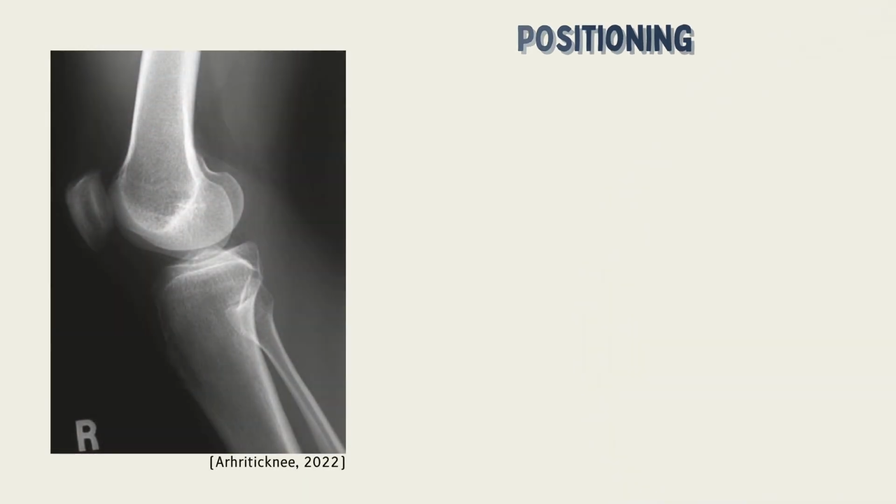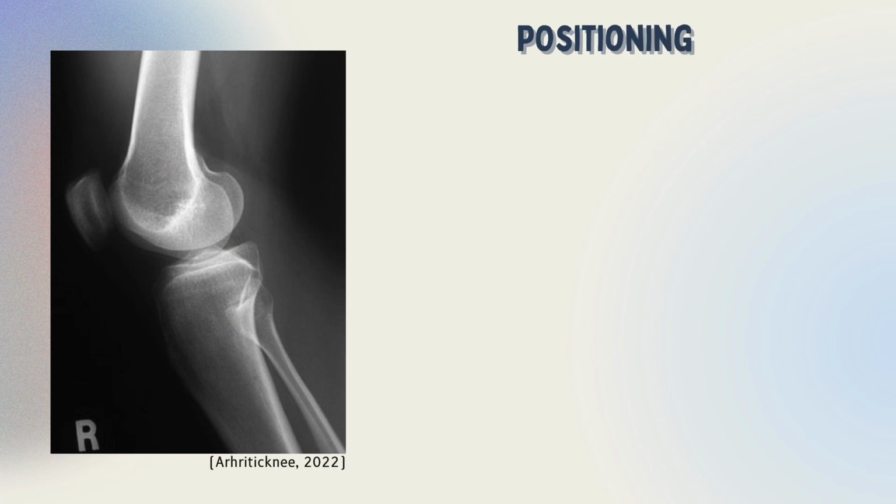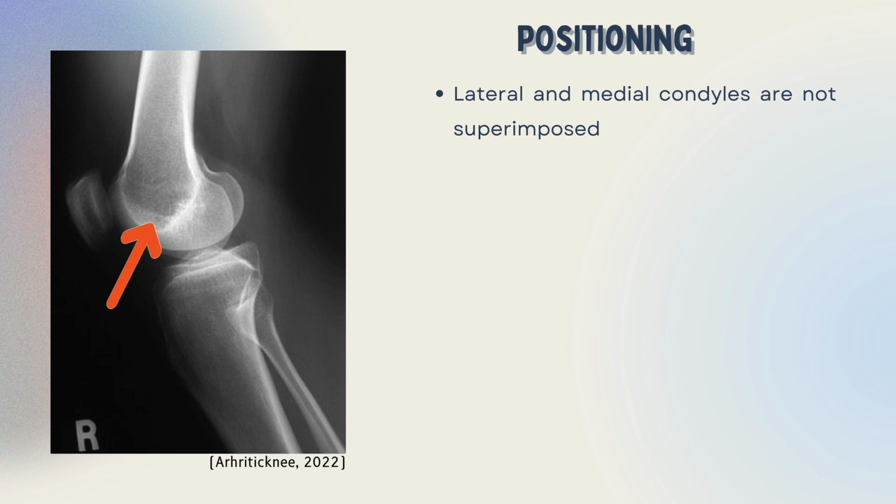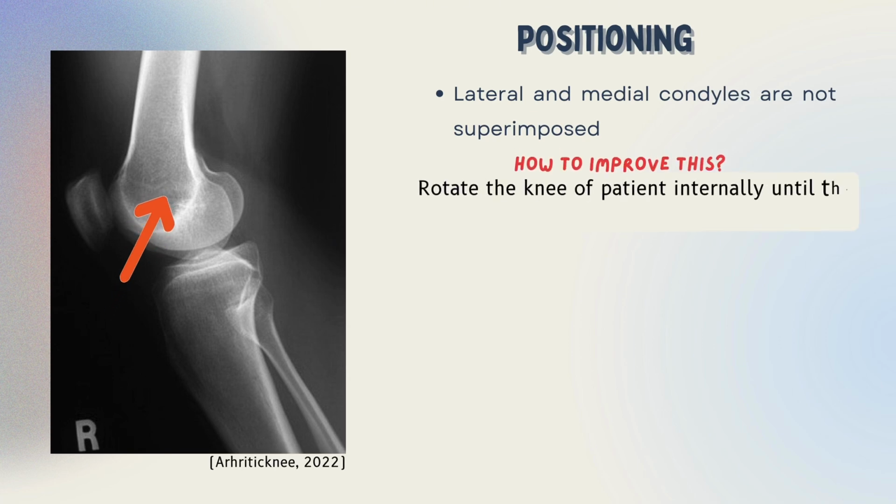Now, let us look closely at the positioning of this radiograph. If we look closely at the medial and lateral epicondyles, they are not superimposed with each other. The medial condyles are posterior to the lateral condyles. This indicates rotation of the knee, which is, the knee is in external rotation. To improve this, rotate the patient's knee internally until the lateral and the medial epicondyles are superimposed on each other.